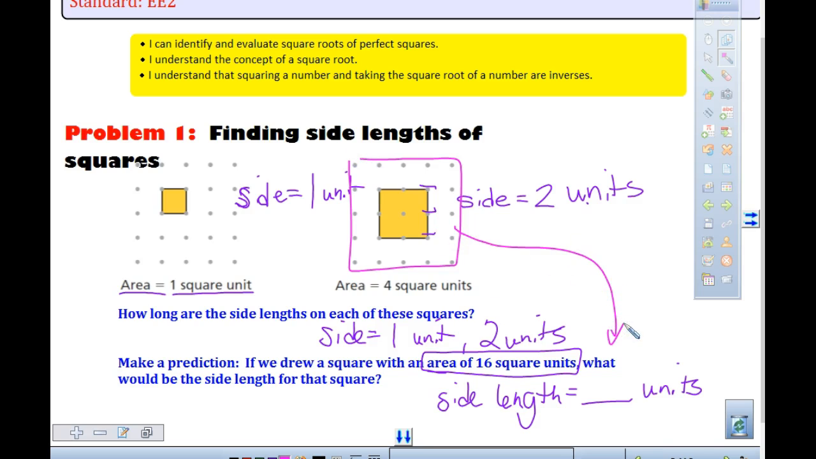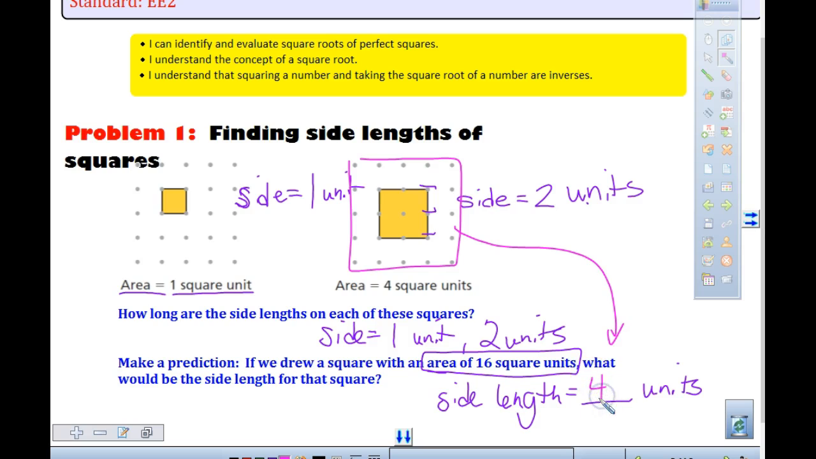Did everyone check with the person in front or behind them? You can check with the person next to you too, okay? Did anyone change after they talked to or looked at their partners? That's okay. So, how long was the side? When this is 16 square units, the side length was?